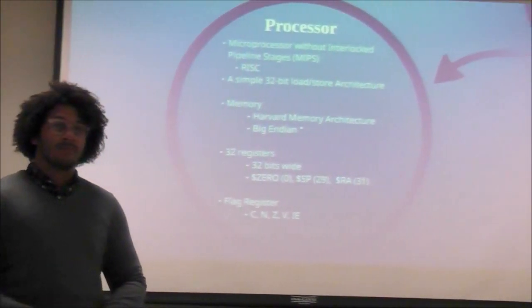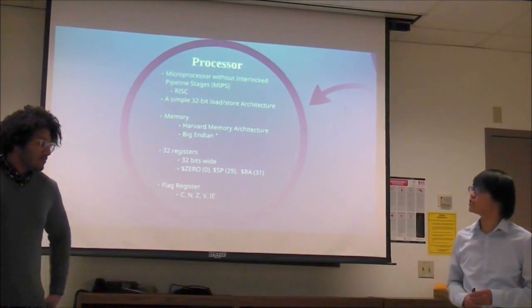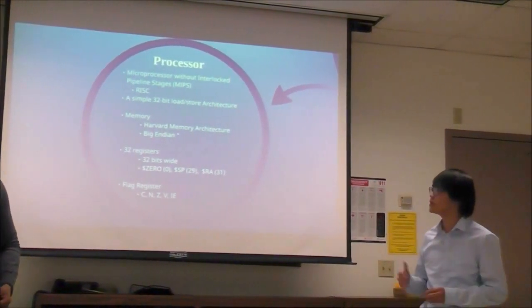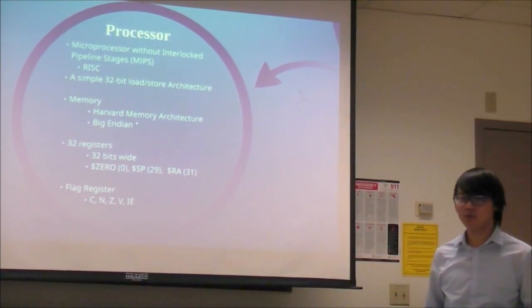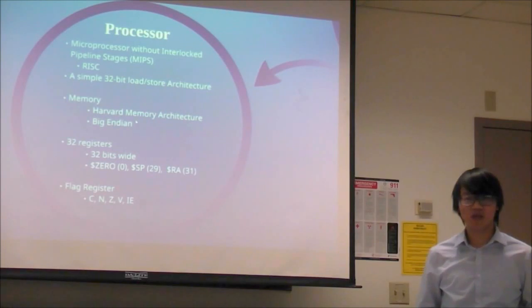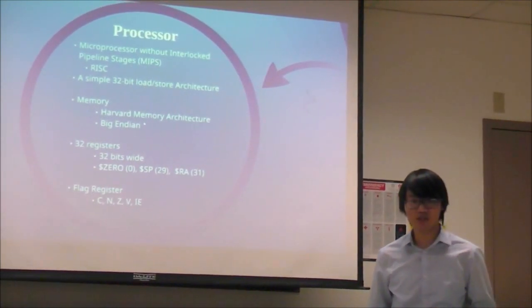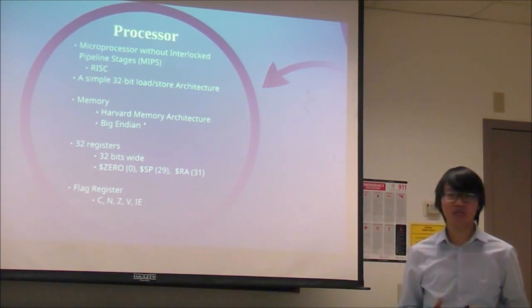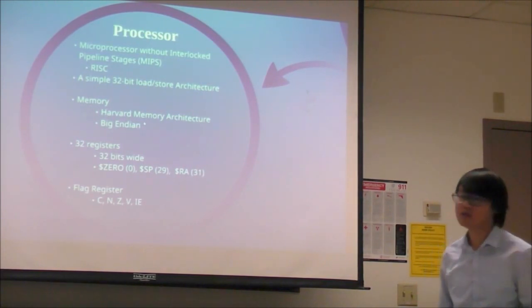So our processor is, well, the MIPS. And as stated before, it is a microprocessor without the interlocking pipeline stages. Our processor is a RISC system, and it runs based off of a 32-bit load and store architecture, which just generally means that there are two parts to it, which is accessing memory and an ALU operation.